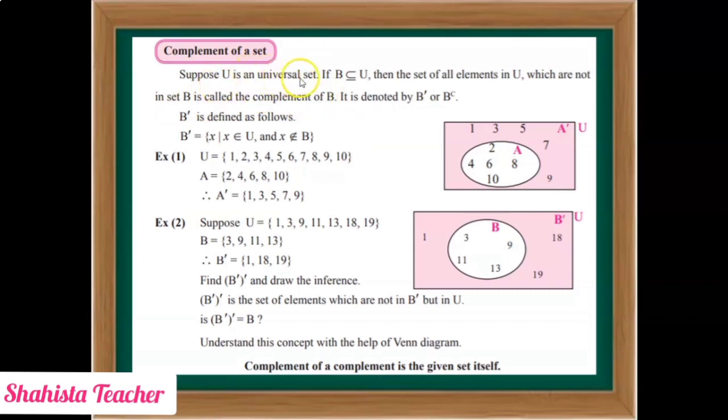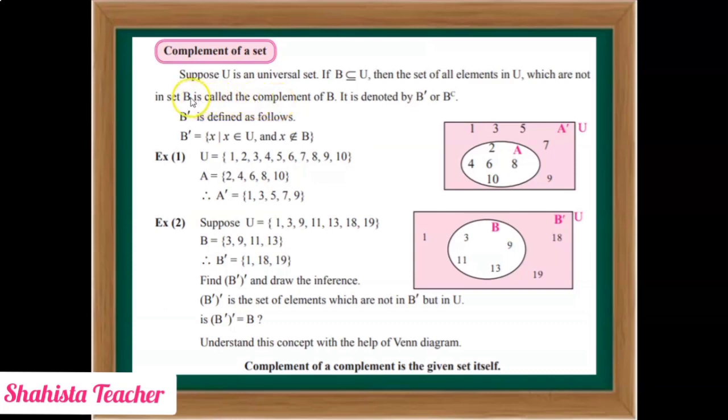Suppose U is the universal set and B is a subset of the universal set. For example, U is equal to 1, 2, 3, 4, 5, whereas B is equal to 2 and 3. So that means B is a subset of U. 2 and 3 are common in set U. The set of all elements in U which are not in set B is called the complement set.